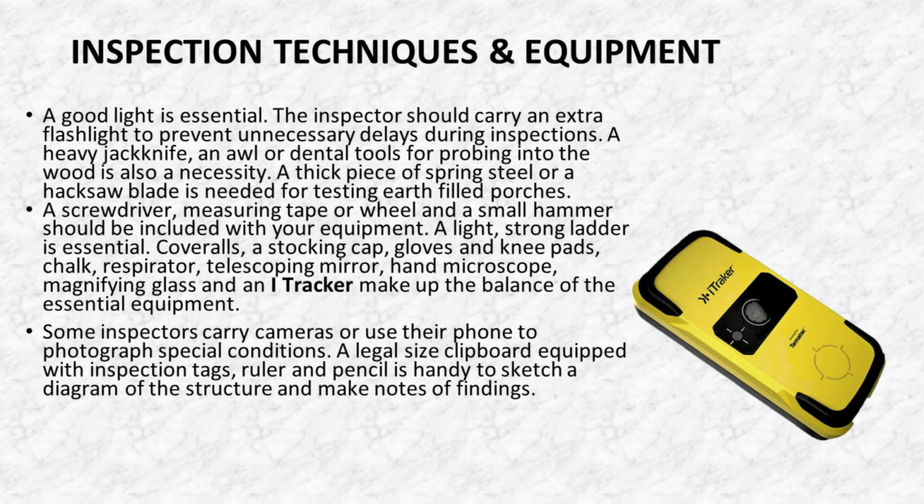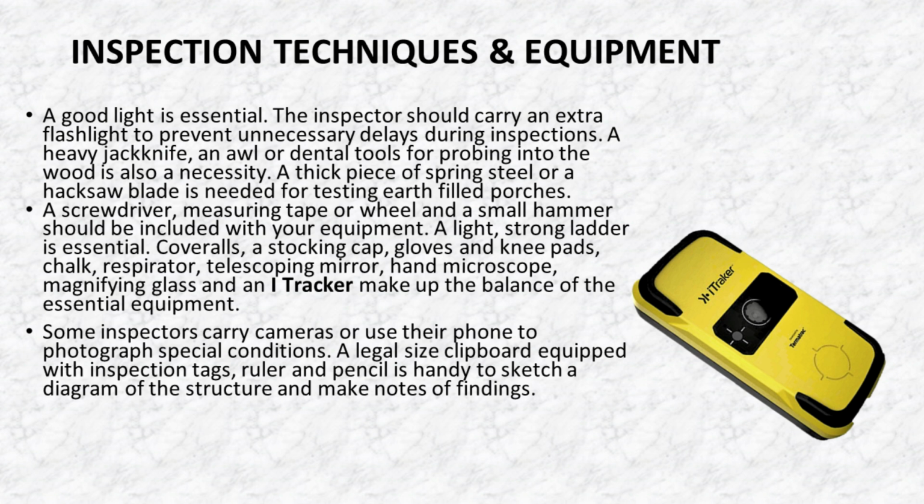Inspection techniques and equipment. As we mentioned before, good light is essential. The inspector should carry an extra flashlight to prevent unnecessary delays during inspections. A heavy jackknife, awl, or dental tools for probing into the wood is also a necessity. A thick piece of spring steel or a hacksaw blade is needed for testing earth-filled porches. A screwdriver, measuring tape or wheel, and a small hammer should be included with your equipment. A light, strong ladder is essential.